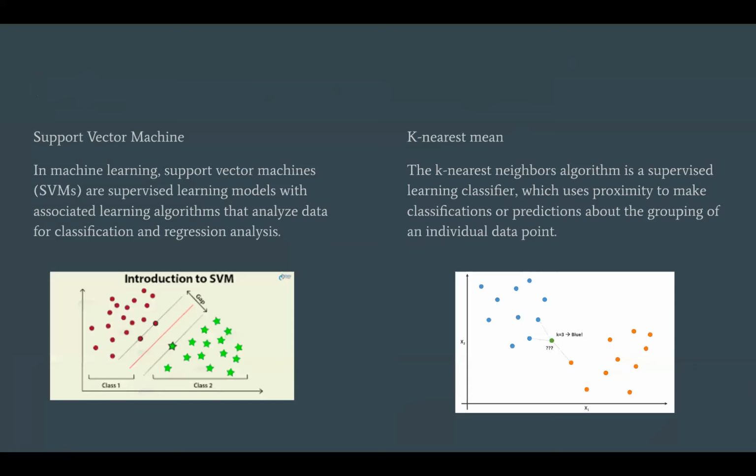I know we will cover support vector machines and k-nearest neighbors in machine learning, but since we talked about this when we talked about scaling and normalization, to give you a brief introduction, support vector machines are supervised learning models with associated learning algorithms that analyze data for classification and regression analysis. And k-nearest neighbors is an algorithm for supervised learning that uses proximity to make classifications or predictions about the grouping of an individual data point.